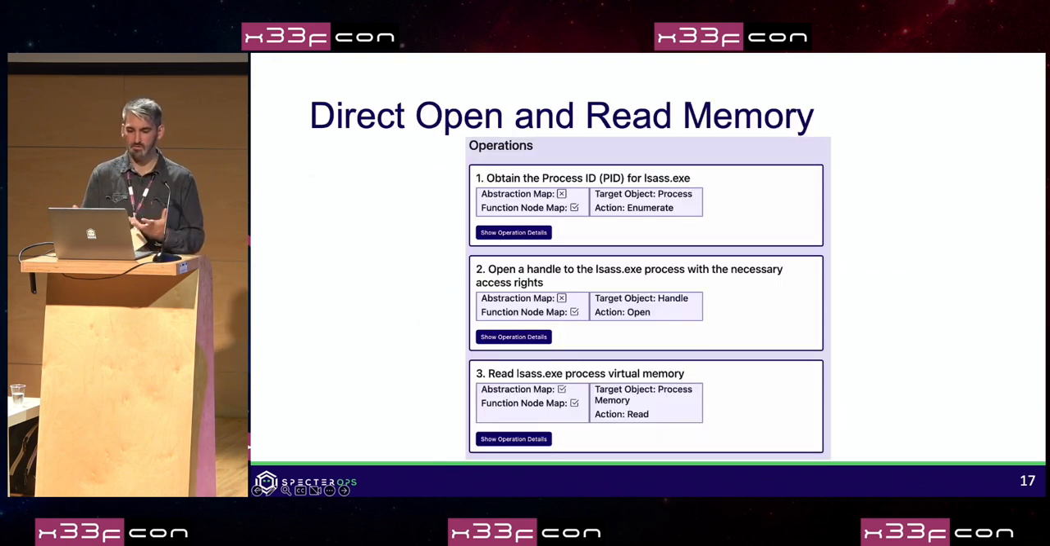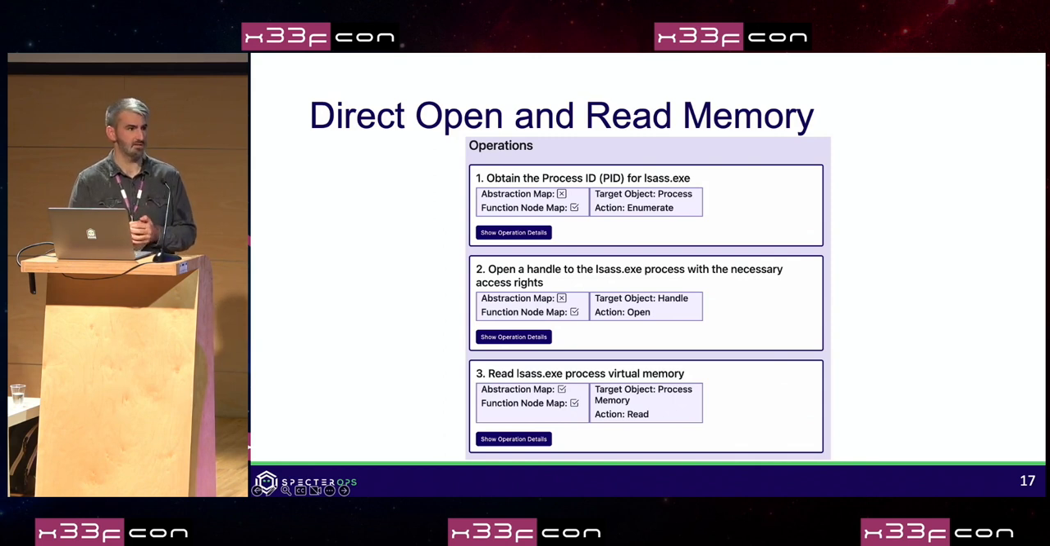So if we dive into the first procedure here, direct open and read memory, there are really three core operations that have to take place, and do take place, particularly in the Mimikatz implementation of this procedure, but also in many other tools' implementations as well. First is enumerating currently open processes to obtain the process ID for lsass.exe. We need that value to call functions like OpenProcess, for instance, which is what Mimikatz calls, to open a handle to lsass.exe with the necessary access rights. And those necessary access rights are a really, really important part, and we're going to see why here in just a second.